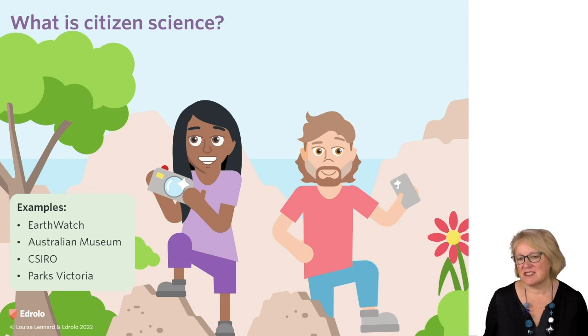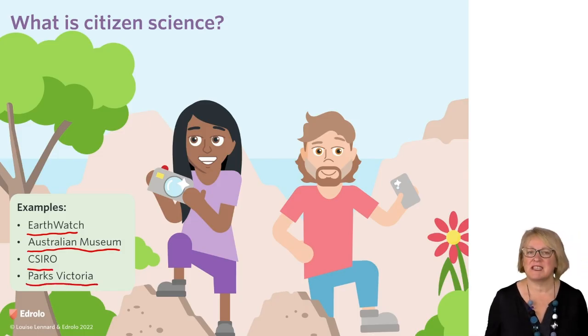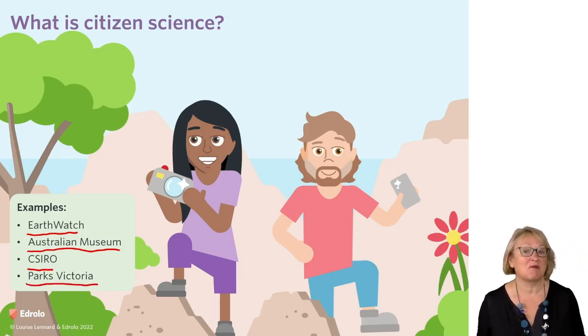So you might have heard of the term citizen science. As the name suggests, it involves volunteer citizens that contribute to collecting data of projects that follow the scientific method. And examples include Earthwatch, the Australian Museum, CSIRO, and Parks Victoria, and there are many citizen science projects that you might want to be involved in.